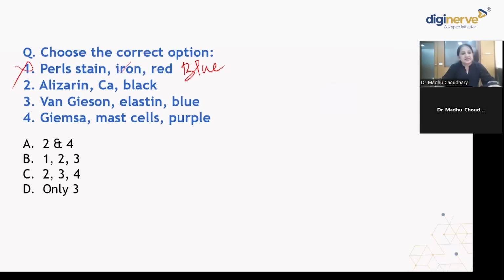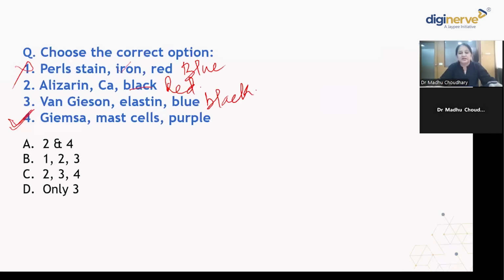Alizarin, the dye's name is alizarin red, which stains calcium. So you will see a red color and not black. Van Gieson stains elastin, but do you see blue color? No, you will see black color. So the only option left that should be correct, and is correct, is Giemsa stain. Giemsa stain is used to stain mast cells and you see purple color. So this is the correct option.